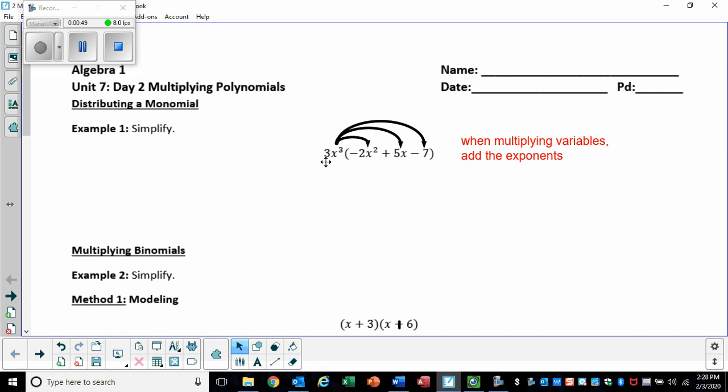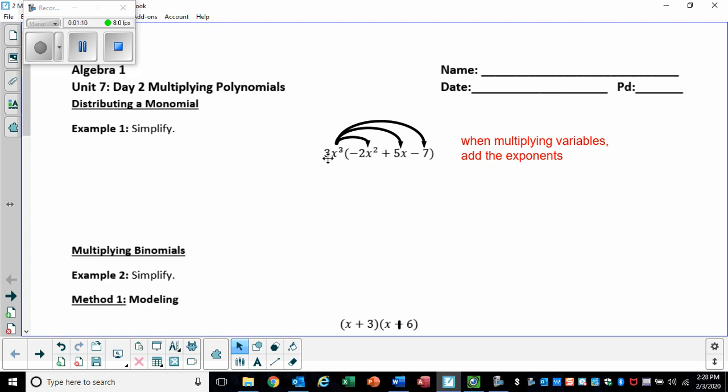So we'll do 3x to the third times negative 2x to the second. So 3 and negative 2 we can multiply no problem. That's just negative 6. X to the third times x squared, well, that would be 5 x's total, because there's 3 here and 2 here. So we're just going to write x to the fifth. So 3 plus 2 gave me 5.